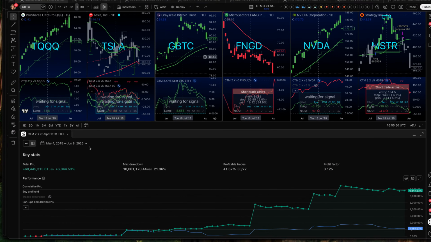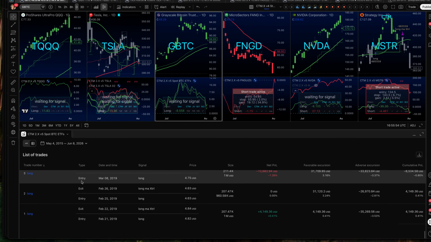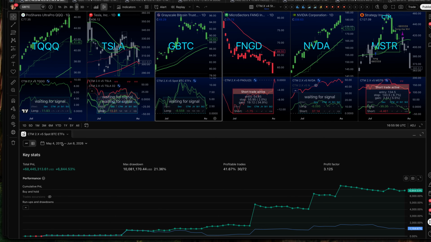Oh, let's double the performance. Yeah, same thing. Yeah, so it is better. Bitcoin hasn't done anything since 2025. Buy and hold is down significantly. This is just maintaining. Absolutely beautiful.